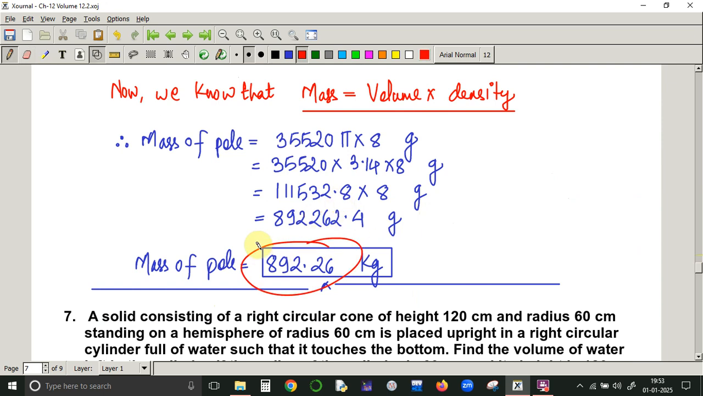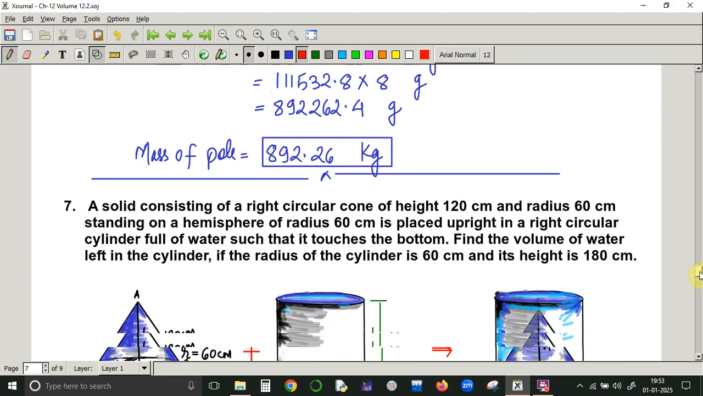So this is the answer. 892.26 kg is the weight of the pole.